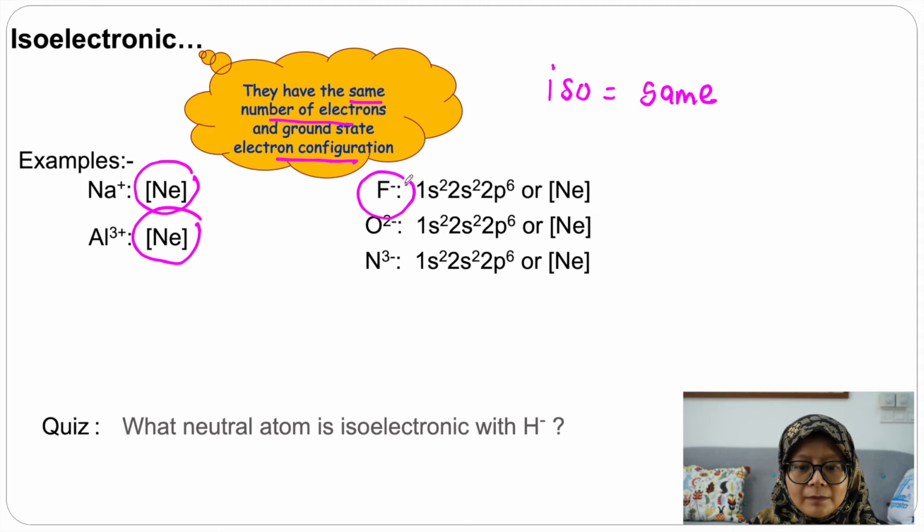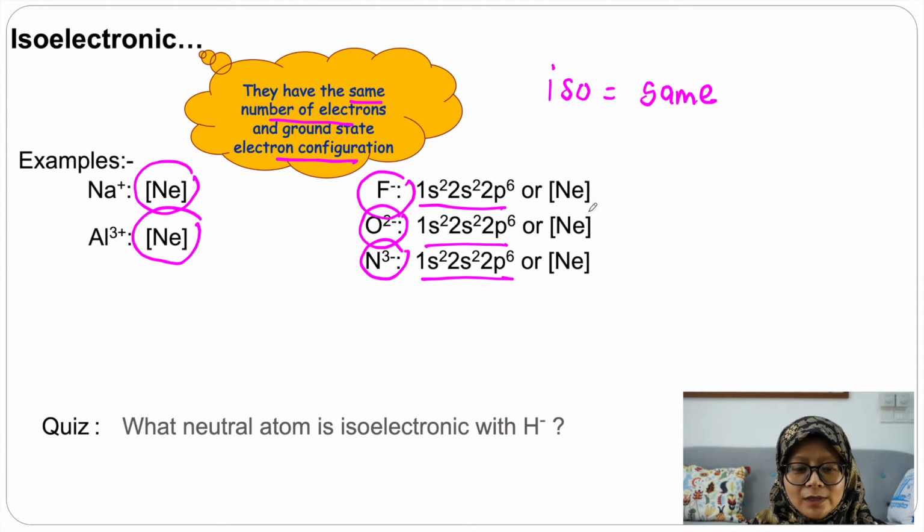Okay, and then other than that, I have here fluoride. This is fluoride because it receives 1 electron. And then we have oxide here and nitride here, 3 minus. So all these 3 anions have the same number of electrons and also the same electron configuration, as you can see here. Okay, here 1s2, 2s2, 2p6, or known as neon.